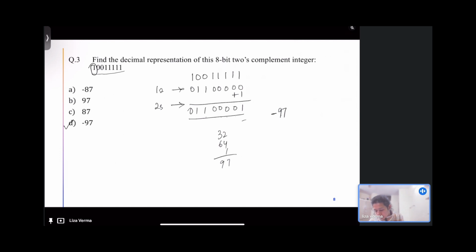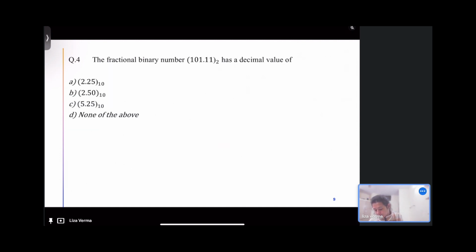The fractional binary number has a decimal value of, okay, so we have a binary number and we want to convert it into a decimal value, right? So let's do that. So yeah, 101.11. What are the weights of the bits? This is 1 2 4, and after the binary point they are 2 to the power minus 1, 2 to the power minus 2. Now let's convert it into decimal.